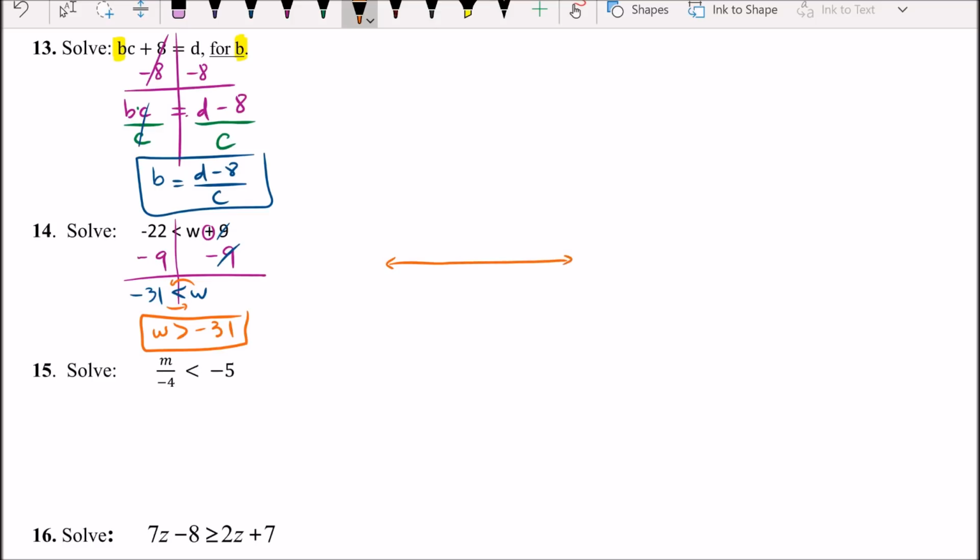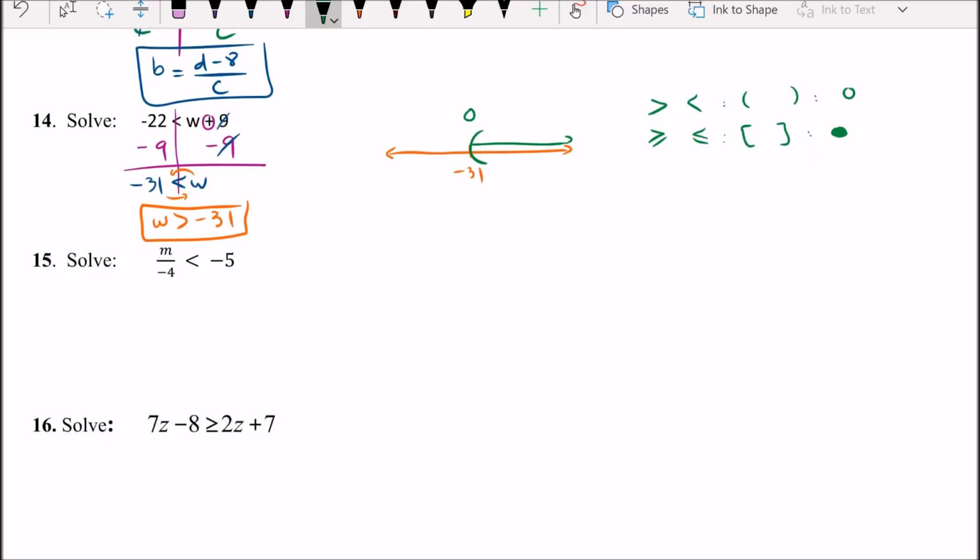To graph this, I'm going to draw a number line and put the negative 31. Greater than negative 31 will go to the right. And since it's greater than only, that will be a parenthesis. Some of you will prefer a circle, so you can use either one. If it's greater than or less than, you will use the parenthesis or open circle. If it's greater than or equal to or less than or equal to, we will use the bracket or the closed circle, like that. Okay, number 15.